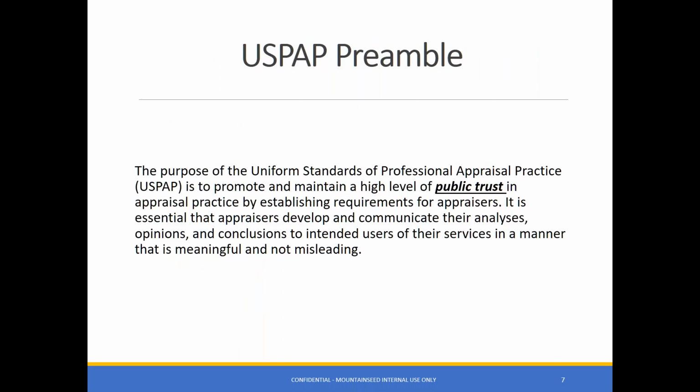And again, that concept of public trust is found right in the USPAP preamble. Again, promote and maintain that high level of public trust in appraisal practice by establishing requirements for appraisers. It's essential that the appraisers develop and communicate their analyses, opinions, and conclusions to intended users in a manner that is meaningful and not misleading. Anybody who works with me hears me repeat many of these words over and over again, almost to the brink of annoyance, but it really is important to get back to these basic principles when we're talking about appraisal, because ultimately we need that independence, objectivity, integrity, competency, etc.